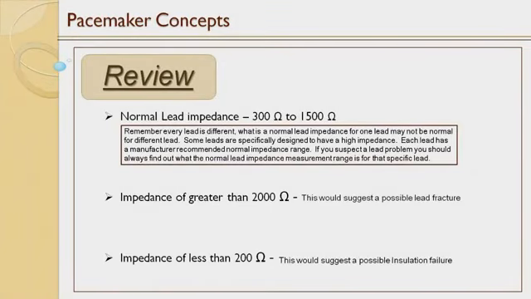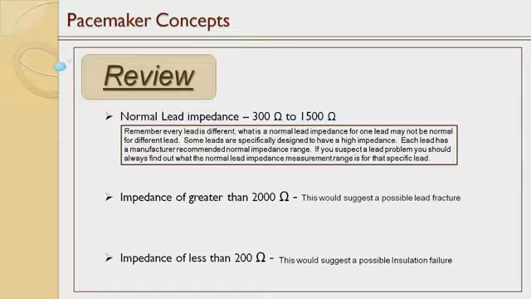So to review, a normal lead impedance is typically between 300 ohms and 1500 ohms. Remember, every lead is different. What is a normal lead impedance measurement for one lead may not be normal for a different lead. Some leads are specifically designed to have a high impedance. Each lead has a manufactured recommended normal impedance range.